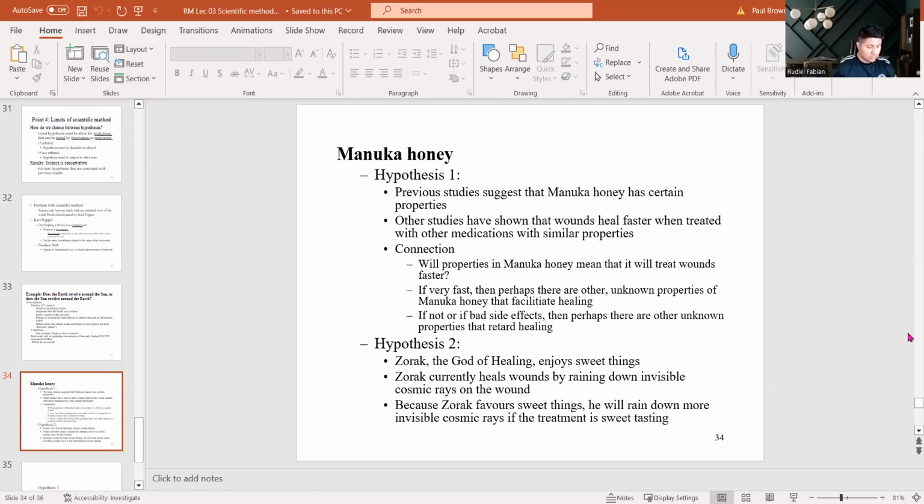So for example, here's one theory: Manuka honey has certain properties, et cetera. It helps you feel happy. It makes you heal faster. Here's the other one: Zorak, god of healing, enjoys sweet things. Zorak currently heals wounds by raining down invisible cosmic rays on the wound. Because Zorak favors sweet things, he will rain down more invisible cosmic rays if the treatment is sweet tasting. Is that consistent with the Manuka honey thing?